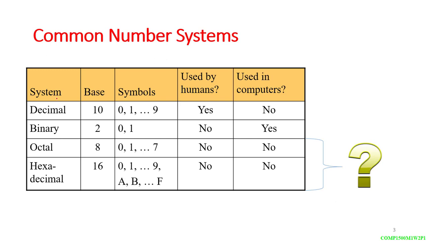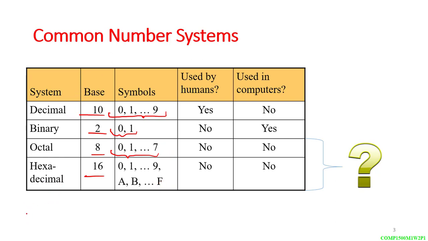So basically we have decimal, which is base 10. What do we mean by base 10? It means we count from 0 to 9. This is 10 digits. Binary is the computer language. We count from 0 to 1. Then we have octal and hexadecimal. Octal, we count from 0 to 7, and hexadecimal, we count from 0 to 15 as follows.